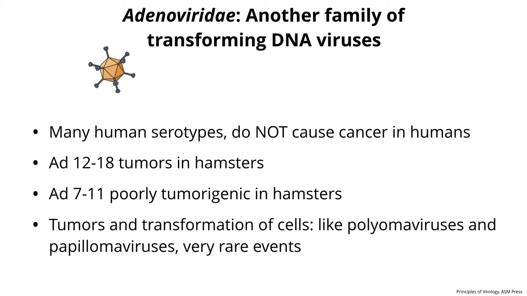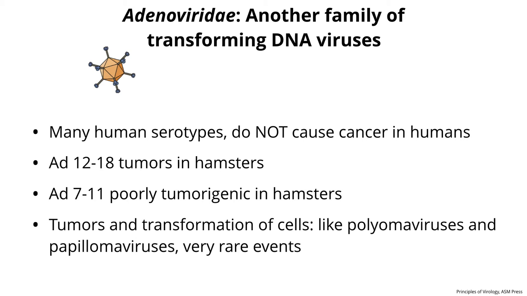Before we do that, one more player in this DNA tumor virus story, and that is adenovirus. Adenoviruses, family of double-stranded DNA viruses we have talked about here. There are lots of human serotypes of adenoviruses, but they do not cause tumors in people. We are the natural hosts of adenoviruses, and in us, replication is lytic, no transformation. However, some serotypes, including 12 to 18 and 7 to 11, cause tumors in hamsters, the wrong species for the virus. So very much like transformation by polyoma and papillomaviruses, which we haven't talked about, but that's the same.